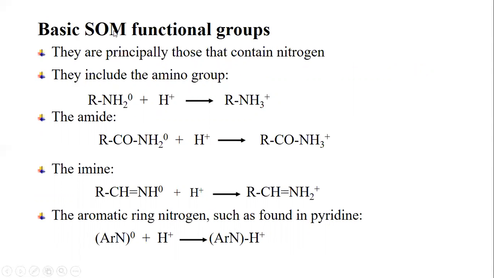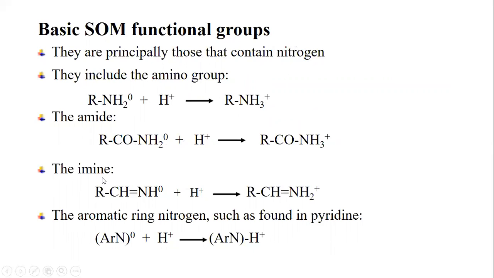The last of those is the basic soil organic matter functional groups. They are principally those that contain nitrogen. Whenever you talk about basic functional groups in soil organic matter, generally there will be a nitrogen in that group. They include the amino group, NH2. It takes a hydrogen to give you NH3+. The amide, a carbon with oxygen and NH2. Again, it takes a hydrogen to give you NH3+.